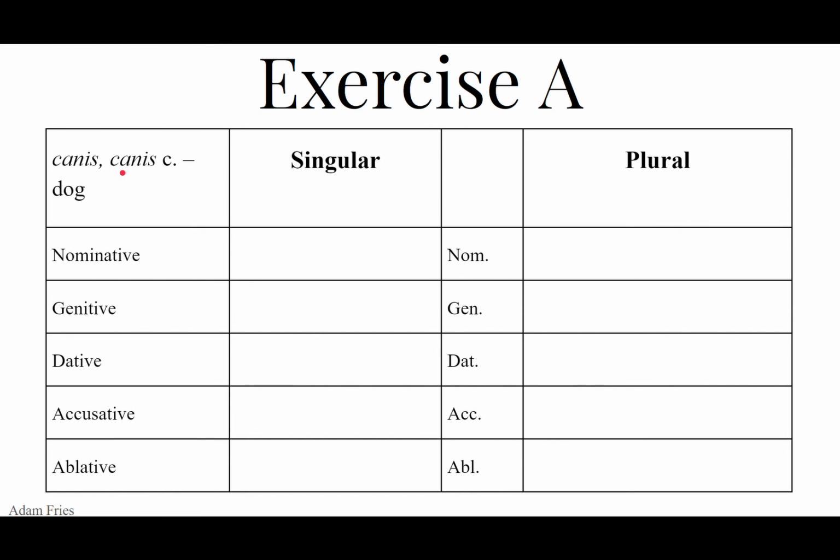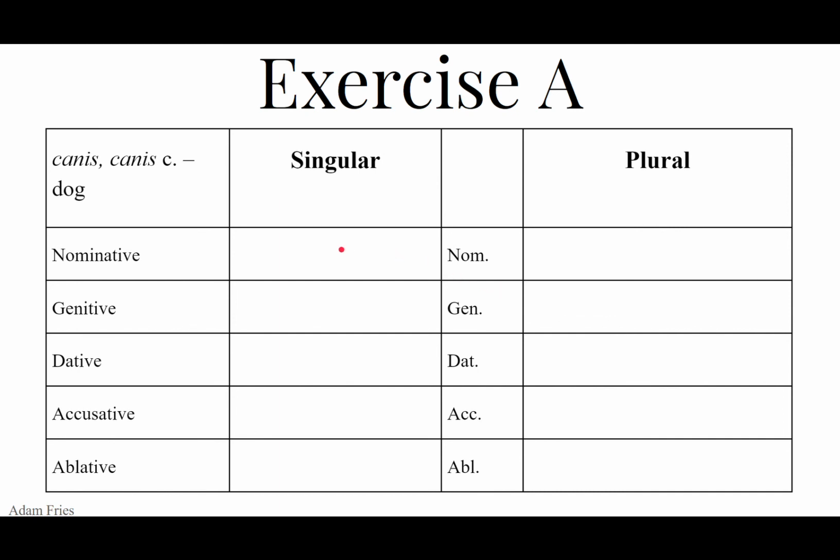Therefore, it should be an I-stem, but it is not. Canis is a rule breaker. It is not an I-stem. Its genitive plural should end in -ium, like the other masculine/feminine I-stems, canium, but it's not. It's canum. It's a rule breaker.